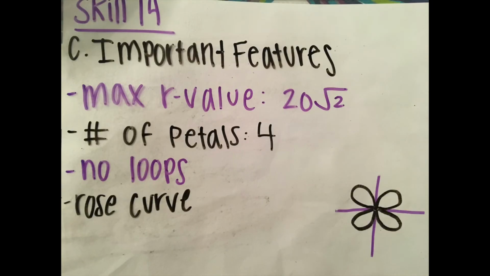Based on the function I created in part B, I determined that my maximum r value was negative 20 square root 2, which is how long the petals will be. I also determined that there would be 4 petals, and the way that I found this was by multiplying the number inside the parentheses by 2, and 2 times 2 is 4. I also knew that since this function is a rose curve, it has no loops.